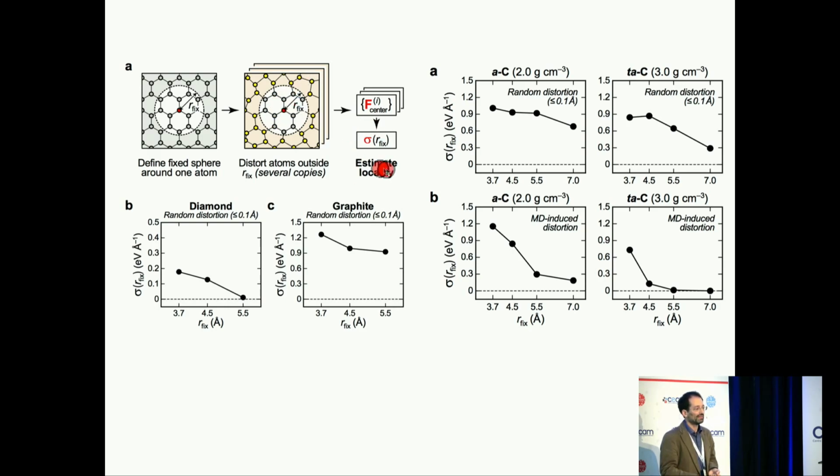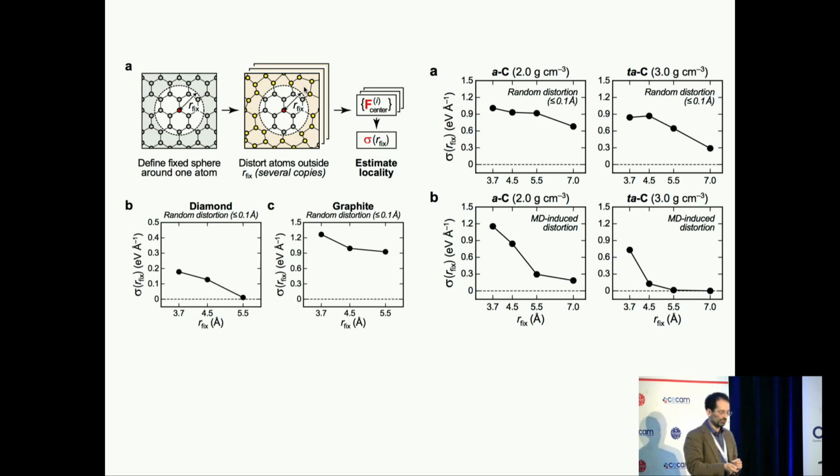That's F, and I measure the variance of that force. And that tells you something about the locality if you look at that variance as a function of the radius of this sphere. Because basically the question you're asking is, how much does the force on an atom depend on whatever is outside a given cutoff radius?